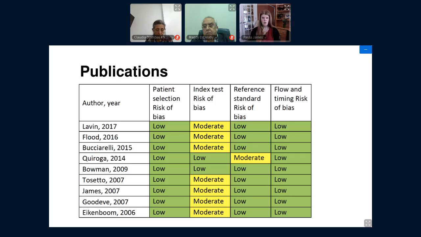And so this is a summary of the papers that we looked at with the risk of bias. This is a pretty good table like this for these guidelines, that these papers were generally considered to have a low or only moderate risk of bias. So reasonably solid evidence.